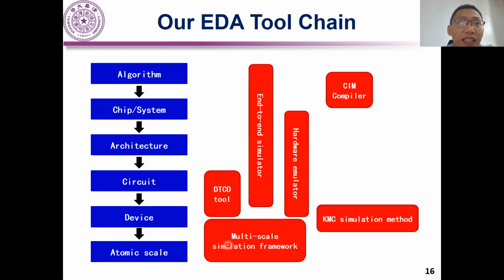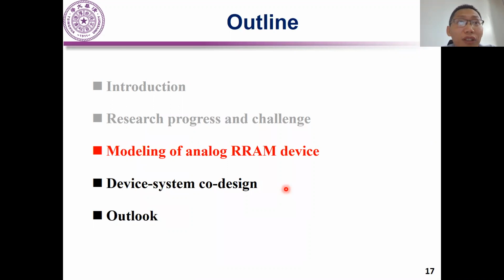So here we develop some EDA tools to solve the above issues. These slides show the overall framework of our EDA toolchain. We have developed a KMC simulation method and a multi-scale simulation framework for device level optimization. And we also propose some system level simulator, emulator, and compiler for the CIM circuit and system design. Now I will first introduce our work on device level simulation.